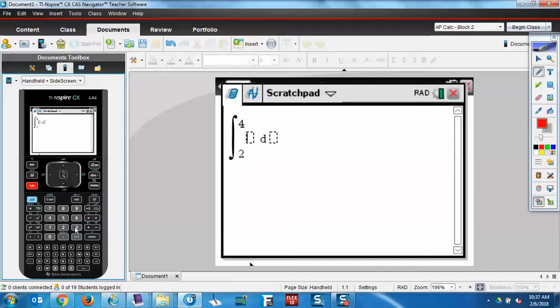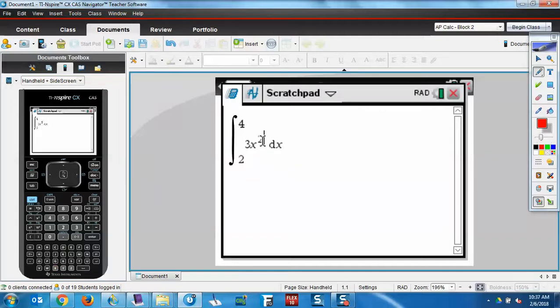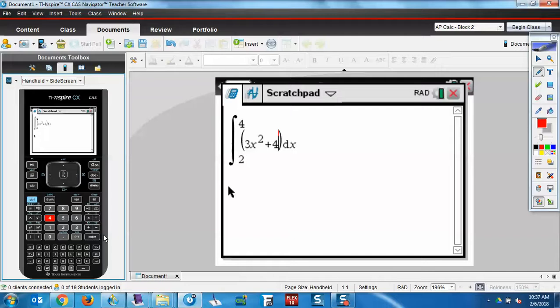And then what do we got here? We got 3x squared, and then we tab. You can just tab to those different boxes. Oh, whoops, what'd I forget? I forgot the plus 4. So plus 4, hit enter.